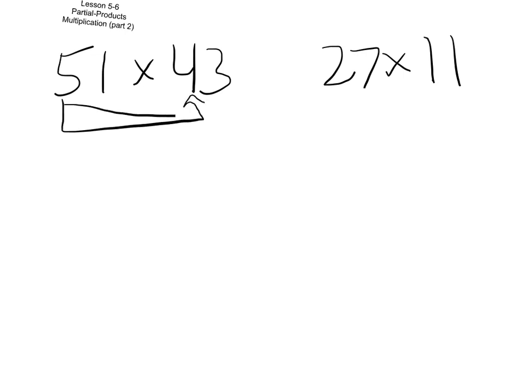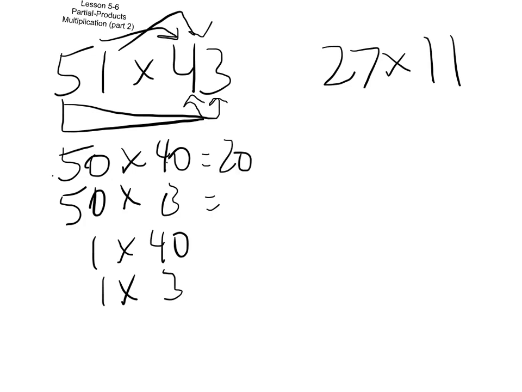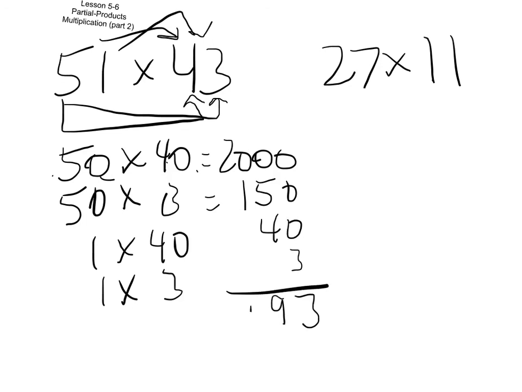Alright, let's do this with the arrows. We'll do the 5 times the 4, and 5 times the 3, and then 1 times the 4, 1 times the 3. So the 5 times the 4 is 50 times 40, and then 50 times 3. The next one is 1 times 40, and 1 times 3. It's kind of easy. 50 times 40 is 20, with 2 zeros, so it's 2,000. 50 times 3 is 15, with 1 zero. 1 times 40 is 40, 1 times 3 is 3. Add it together, 3, 9, 1, 2, 2,193.